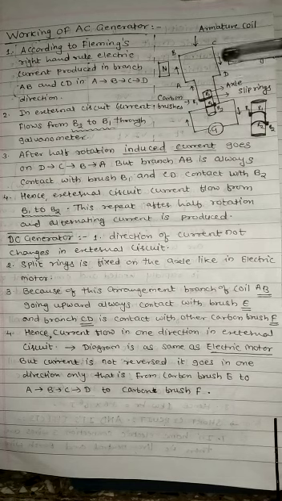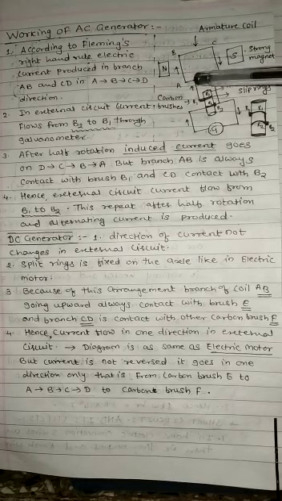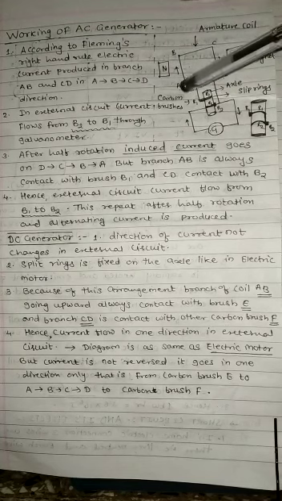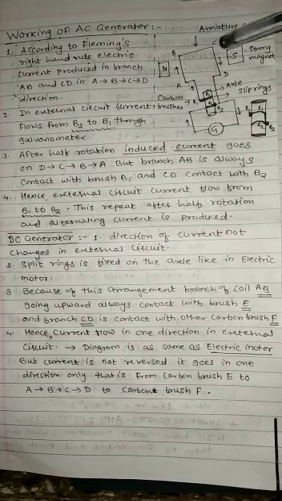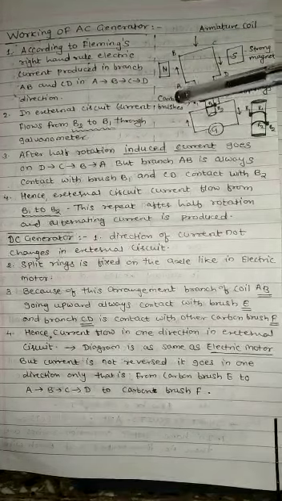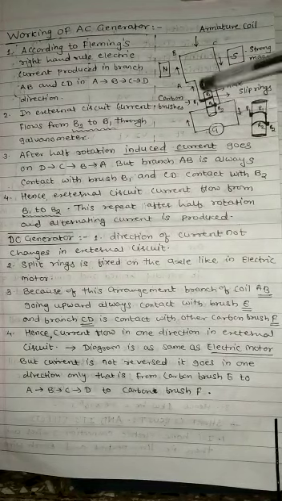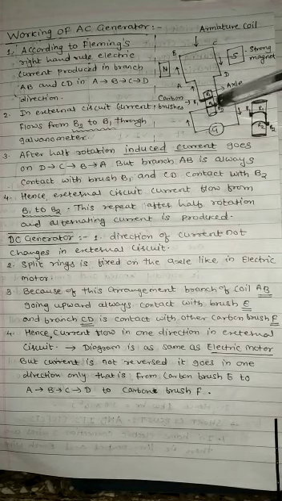Construction means the components which are included in that particular device. I repeat once again, the components of an AC generator are: armature coil ABCD, a strong magnet, which is a horseshoe magnet, then carbon brushes B1, B2, an axle, which is a rod, then slip rings R1 and R2. What exactly are slip rings?